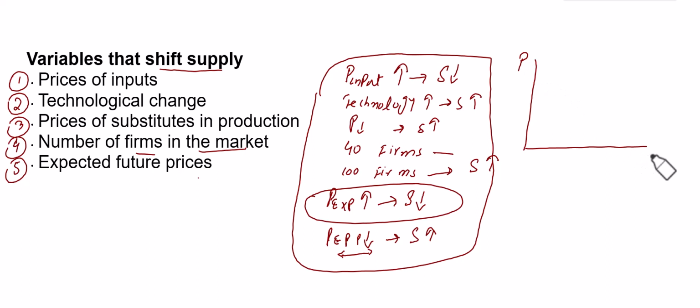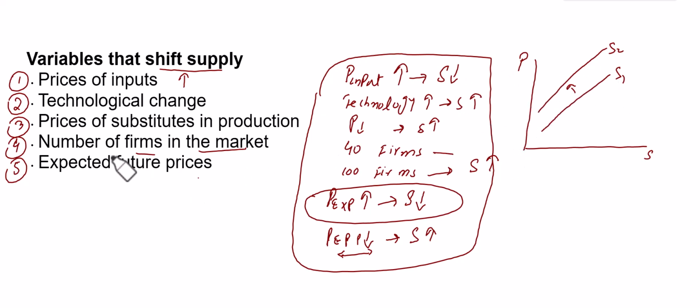So let's assume that this is our initial supply curve S1. When the price of input increases, the firm will supply less in the market. This decrease in supply is not because of the price of this product itself, but because of the price of inputs. So in this scenario, the firm will supply less. So the supply curve will shift leftward from S1 to S2. So this is called shifting of the supply curve.